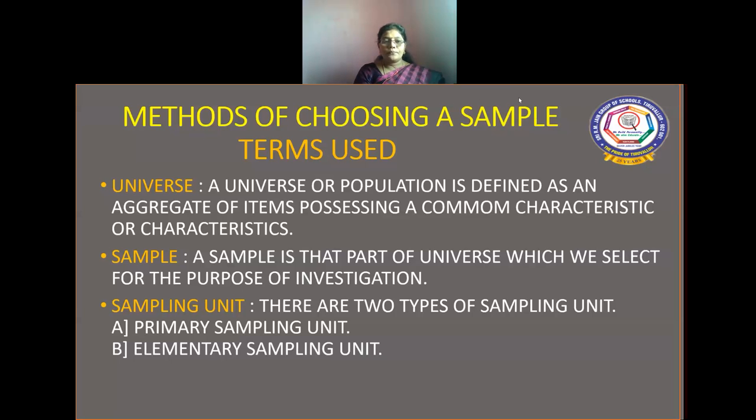In that, first one, universe. The term universe is otherwise called population. It is defined as an aggregate of items possessing a common characteristic or characteristics. So a universe or population is defined as the sum of items that we are going to conduct survey, and all the selected items should possess a common characteristic.